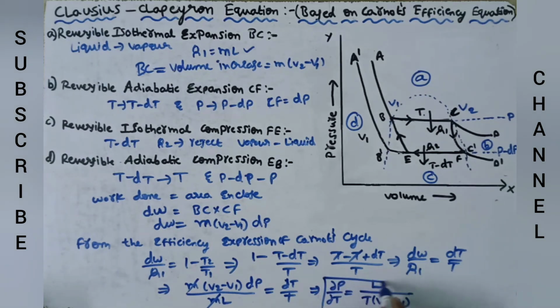This is the Clapeyron equation, which represents the change in melting point or boiling point of a substance with change in pressure.